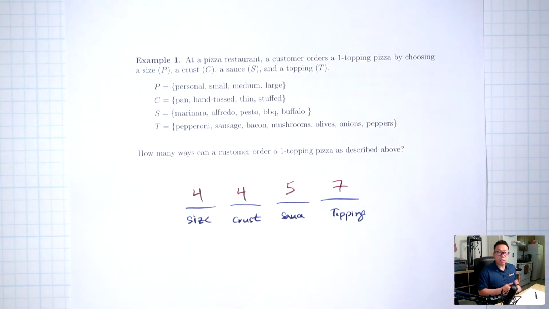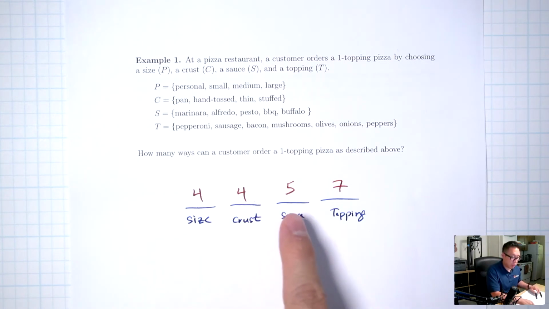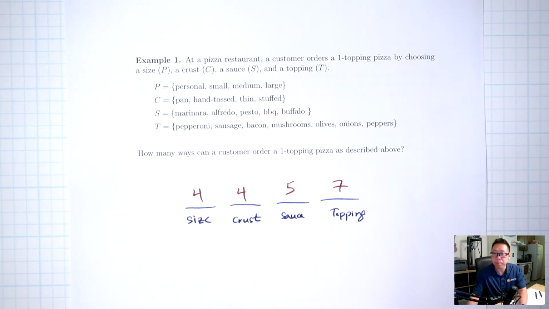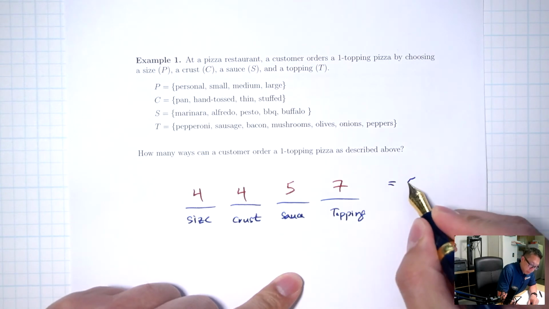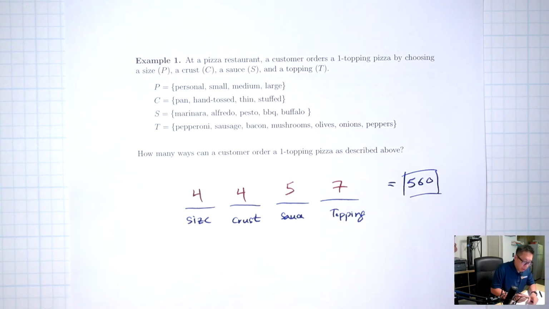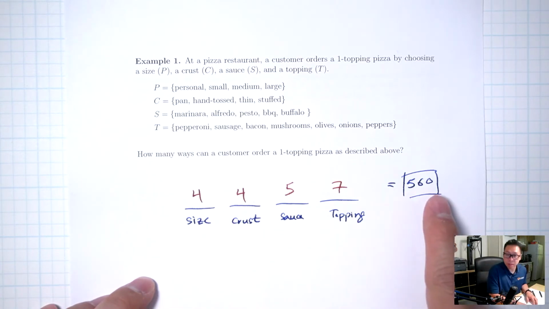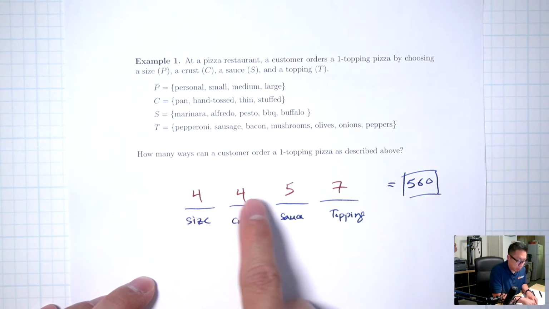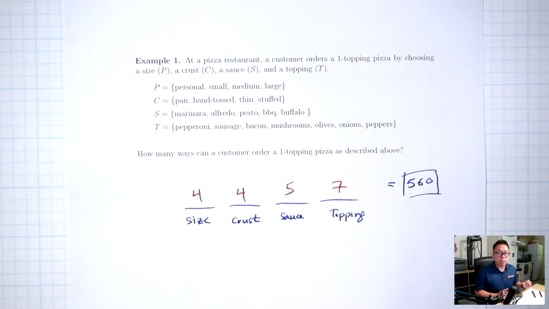And then all you do is multiply those together. So 4 times 4 times 5 times 7. And that's 560. So there's 560 ways that a customer can order a one-topping pizza at this particular restaurant. Now, on your lab, you don't have to multiply it all together and get a final answer. You can just enter it as 4 times 4 times 5 times 7. I'll have another video at the beginning of the lab where I give you more details about how you should enter this in.